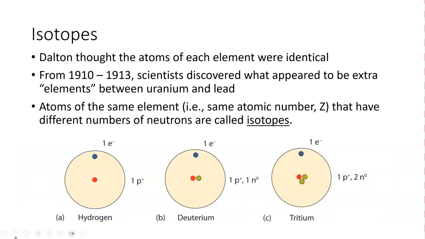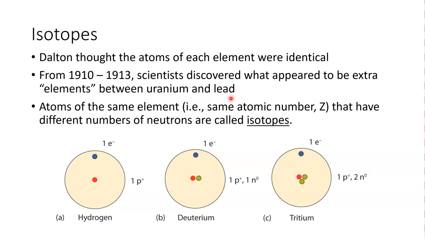So originally, when Dalton posited the first modern atomic theory, he thought that atoms of each element were identical, and that proved not to be true later. They discovered electrons, and then as scientists were discovering the nucleus, other scientists were looking at other cathode ray experiments and finding that they were getting a lot more of what they thought to be unique elements in between uranium and lead. So uranium is a radioactive element, and when they watched it decay over time, they would get more elements between uranium and lead than should have been on the periodic table.